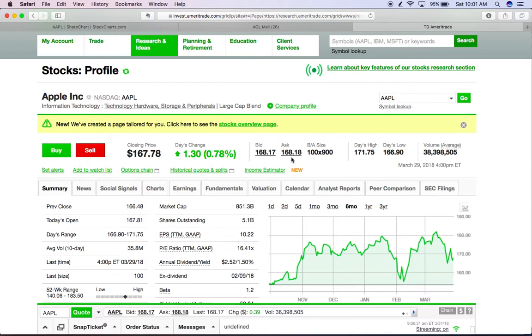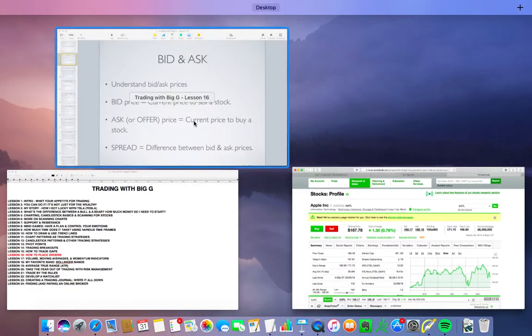So I know that's a little confusing, but basically the ask price is what you would pay to buy Apple, $168.18, and then the bid price is what you would expect to get if you sold Apple, $168.17. Now, of course, I understand that during the market hours, these numbers are constantly changing. But that's the difference in the bid ask. The ask is what you would pay to buy it. The bid is what you would get to sell it.